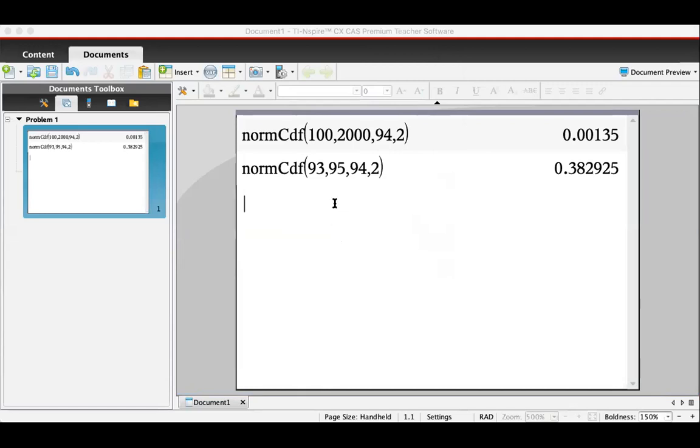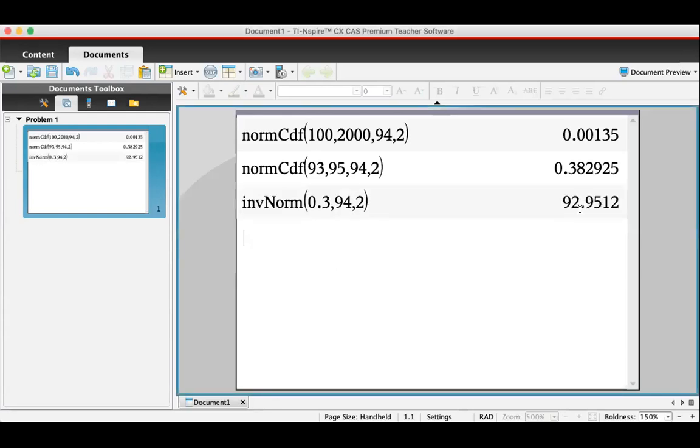Now here, the first thing to ask is area to the left. Okay, when it says area, it's talking about area to the left. So we want the 30th percentile. So we want 0.3. The mean was 94, and the standard deviation was 2. Okay. Now again, make sure you read the question because if they ask how fast Clayton Kershaw's fastball has to be to be in the upper 20th percentile, then in the area, you'd have to put 0.8, right? It's always area below, okay? But anyway, do this, hit OK, and there's your speed, 92.95.